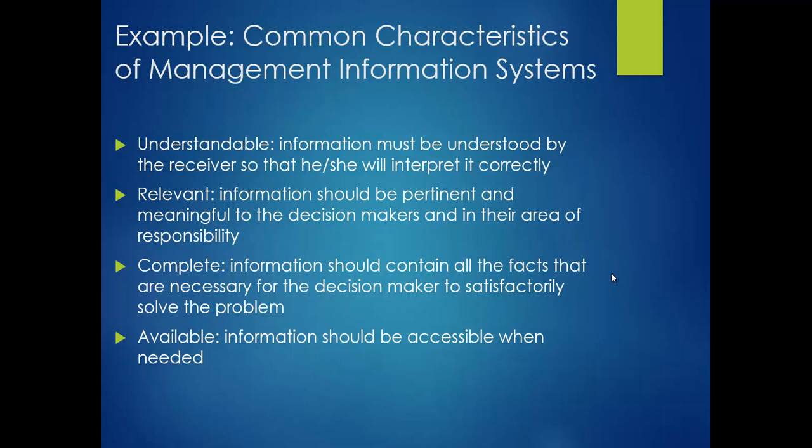In most cases, when you are collecting data, you will see lots of missing points, missing data that will make it very hard for the decision maker to take the proper decision when analyzing it. It's not complete. So we need to make sure that the information is complete, and this is one of the main characteristics of an information system. And we have to make sure of availability, that information should be available when needed, and I should have accessibility to it. So those are the common characteristics of a management information system.